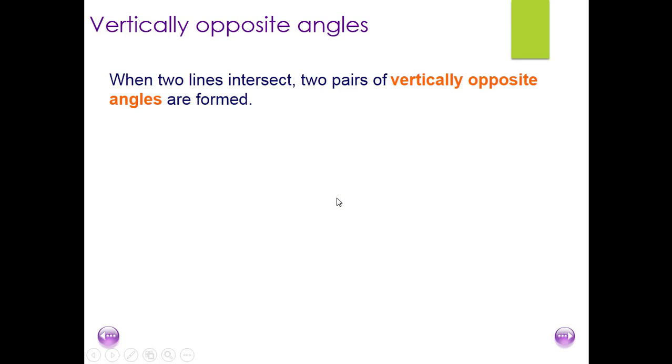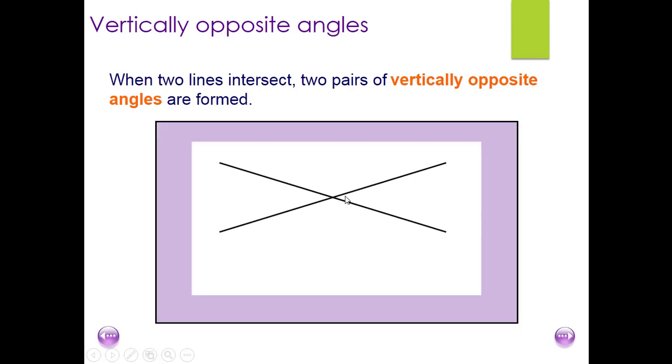Now we will have the pairs of angles and the relationship between lines related with angles. We have many kinds here. The first kind is when I have two intersected lines, I will have the vertically opposite angles. What's the meaning of this? When two lines intersect, two pairs of vertically opposite angles are formed.